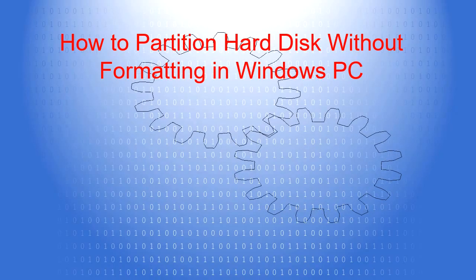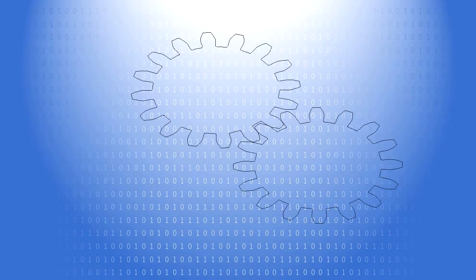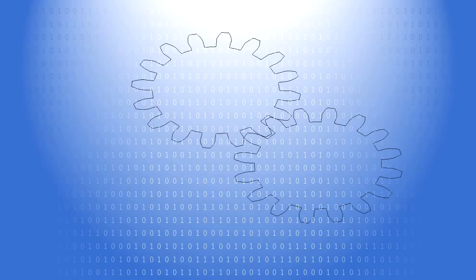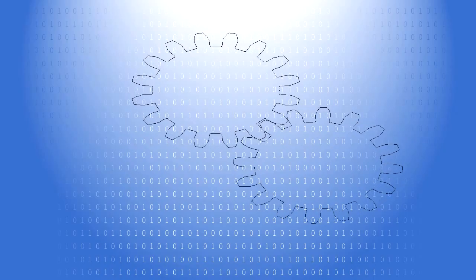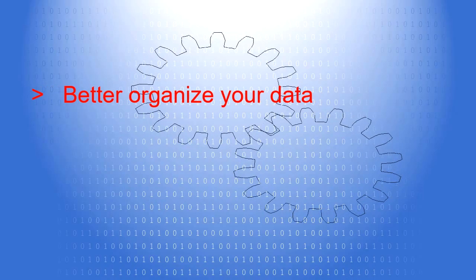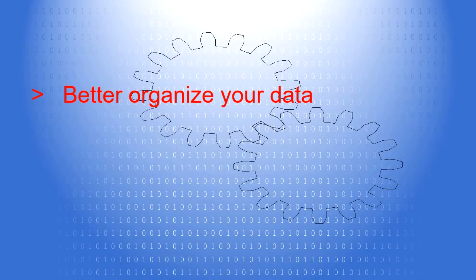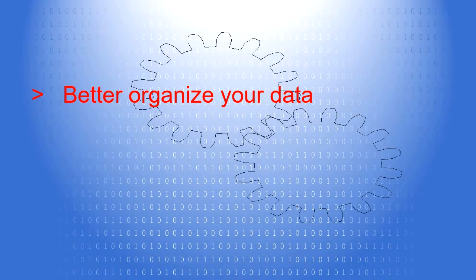In this video, I will show you how to partition hard disk without formatting in Windows PC. Partitioning a hard disk is a process of separating a physical hard disk into several independent drive partitions. After partitioning a hard disk into several separate logical drive partitions, you can organize your data on every partition much more precisely, such as one for your operating system, one for your personal data, and so on.